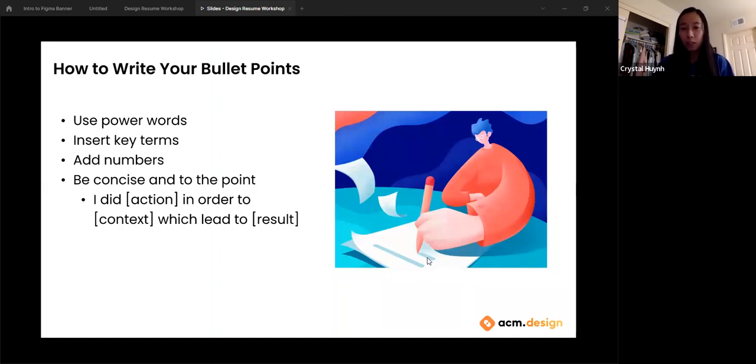So it gives the recruiter an idea of, okay, this is what the situation was and what you had to do, and then this is the result of that work. It's a problem and solution type of scenario.